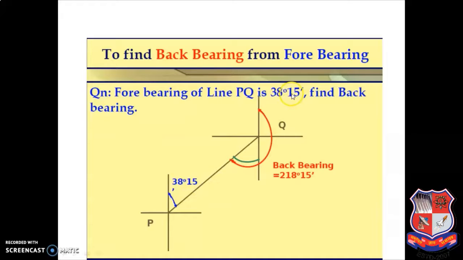You can see this value is less than 180. As per our formula in WCB, I told you back bearing is equal to fore bearing plus or minus 180. Here fore bearing is 38 degree 15 minute, which is less than 180 degree. So you have to add 180. So back bearing is equal to 38 degree 15 minute plus 180. Your answer will be 218 degree 15 minute. Clear? This is 180 plus 38 degree 15 minute. So you will get your back bearing.